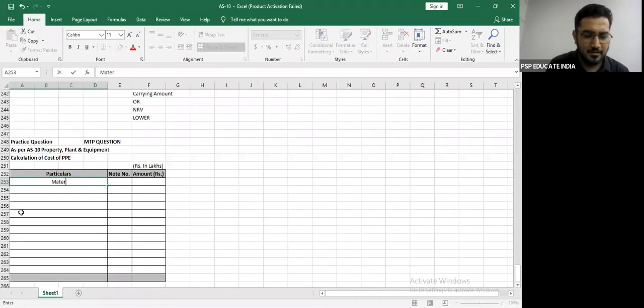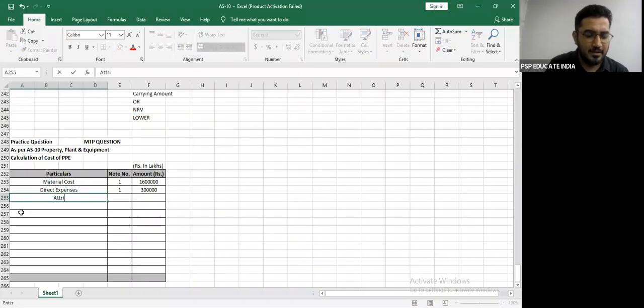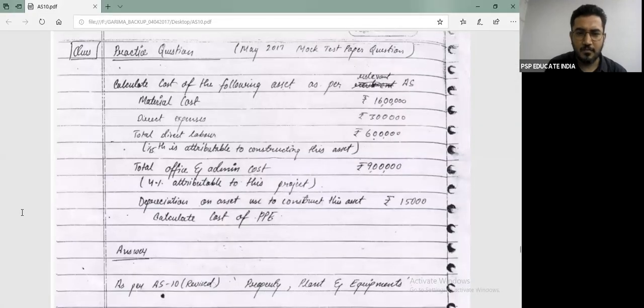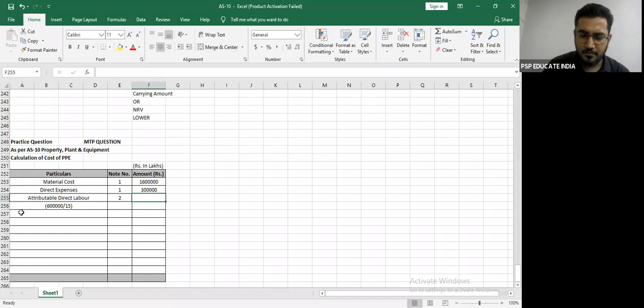We will first take the material cost, 16 lakhs. You will then take the direct expenses, 3 lakhs. You will then take attributable direct labor, you have 6 lakhs divided by 15, you get 40,000.